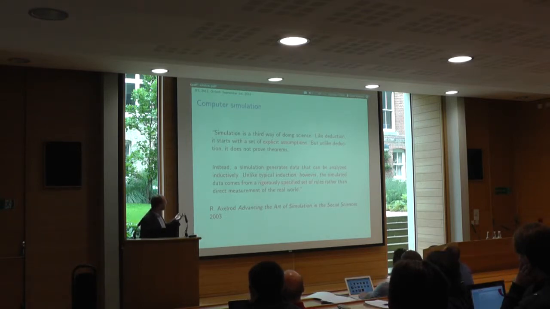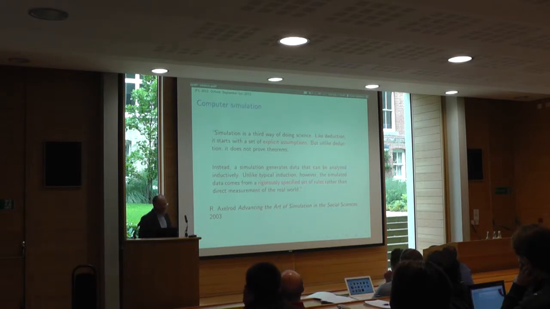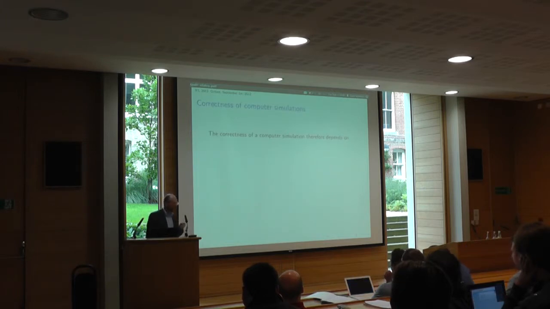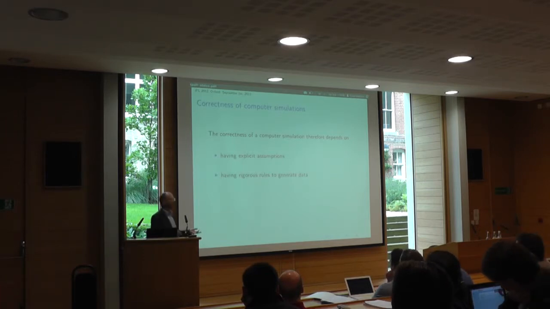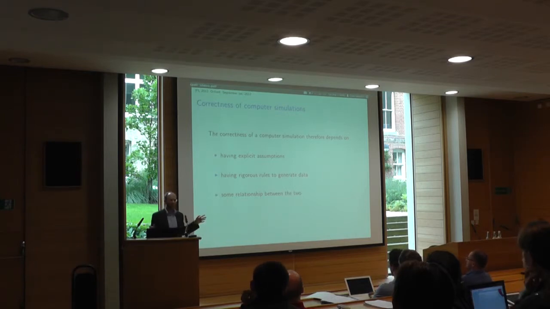So, like deductions, computer simulations are based on explicit assumptions. But instead of trying to analyze these explicit assumptions analytically, what we do is we inspect massive amounts of data, just as when we are doing empirical science. But this data is not observed in nature, but rather derived from a rigorously specified set of rules, which is probably the computer program. So the correctness of a computer simulation is therefore given by explicit assumptions, rigorous rules to generate the data, the computer program, and presumably some relationship between them. Axelrod doesn't say that. I don't know why. Maybe it's obvious.